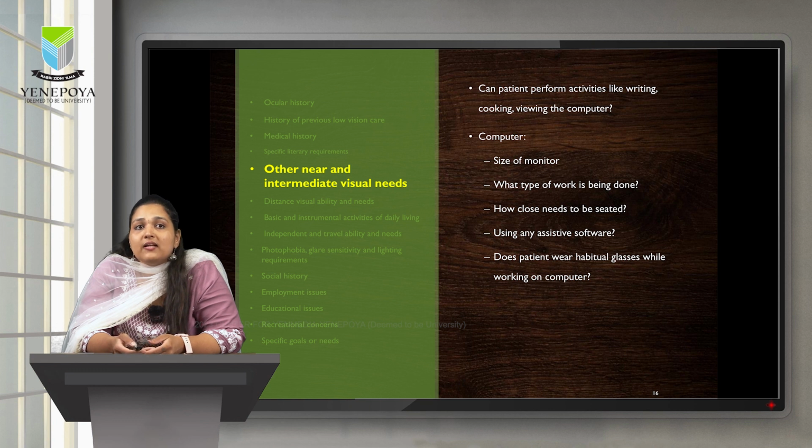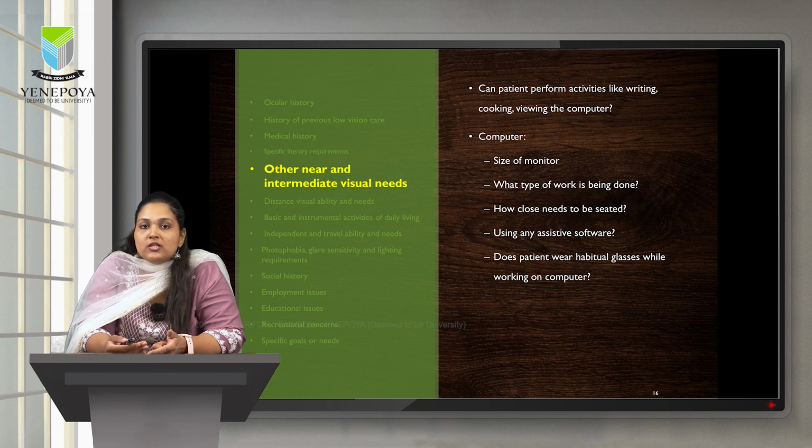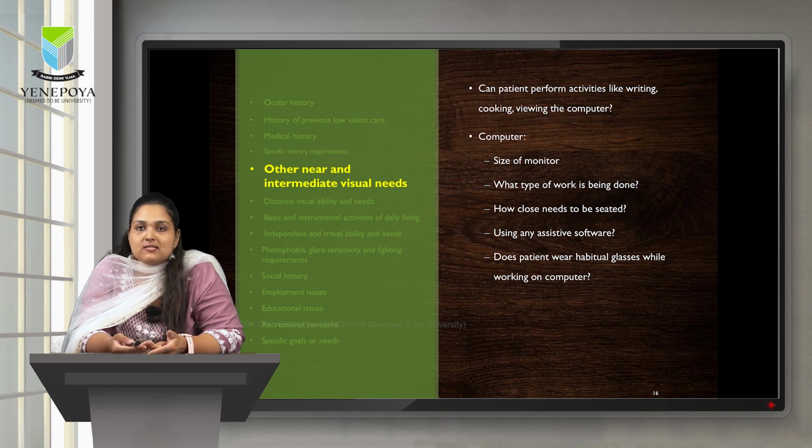Next is other near and intermediate visual needs. Under this category, we can ask the patient whether the patient can perform activities like writing, cooking, viewing the computer. And when we ask about the computer, we should keep in mind the size of the monitor, what type of work the patient is doing on the computer, how close he is using the computer. From the normal working distance, has he brought it too close to his eyes, or is he still using it at the normal distance itself?